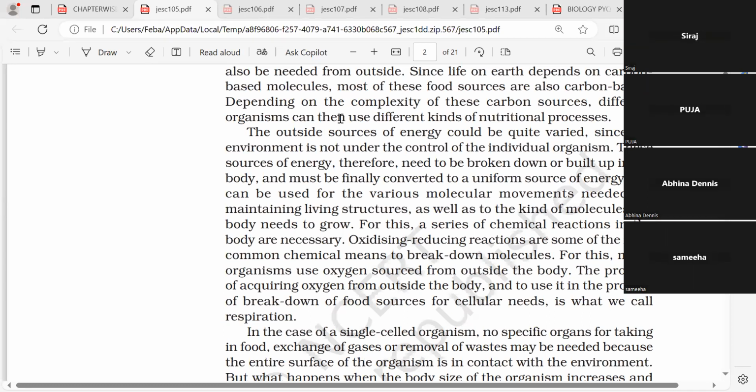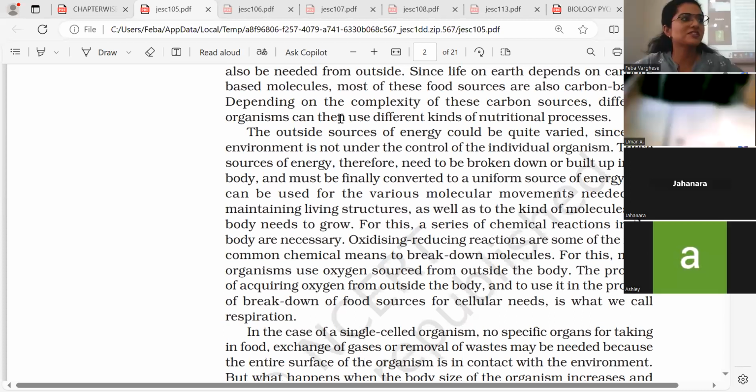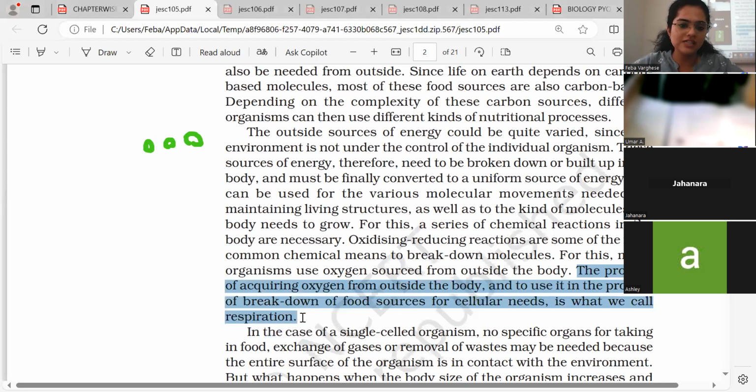Yeah, it's not the same thing. That's why I'm asking you, what's the difference between breathing and respiration? Yes, ma'am, you can say. In respiration, we use oxygen to break down food particles and generate energy. Very good. Yes, correct. In the process of respiration, we are using oxygen. See this sentence. It is used in the process of breaking down the food sources for the cellular needs.